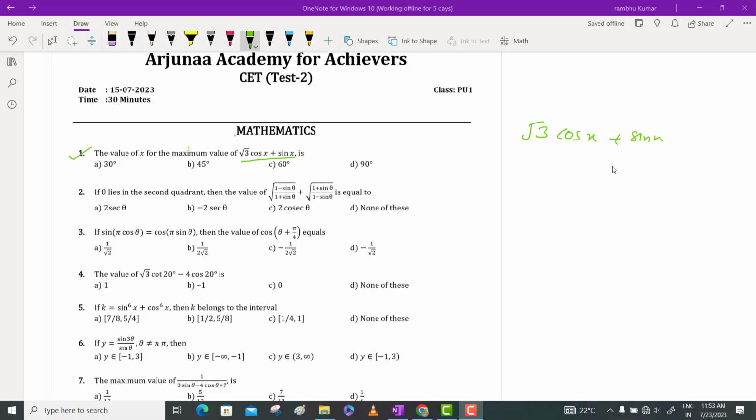Hello students. So in this session we are going to start CE2 solution for test 2. Now let's start with the question number 1.